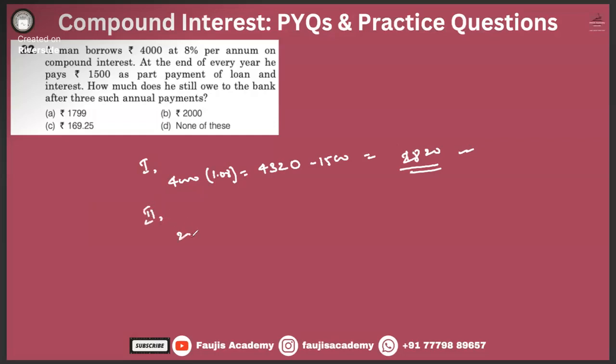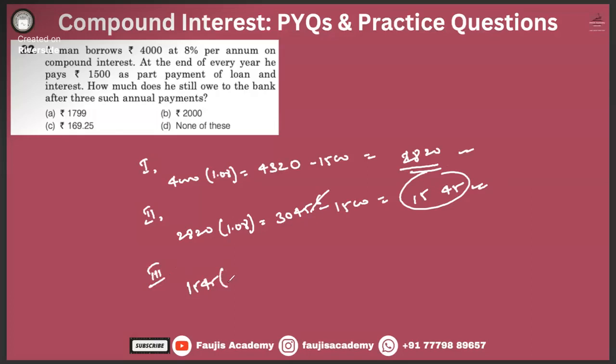At the end of year 2, 2820 will become this much. How much is this value? 2820 into 1.08 comes out to be 3045.6. Okay, let's now work out with 1545, sorry, at the end of the second year. Third year, what happens? 1545 into 1.08. After interest, this value becomes 1669.